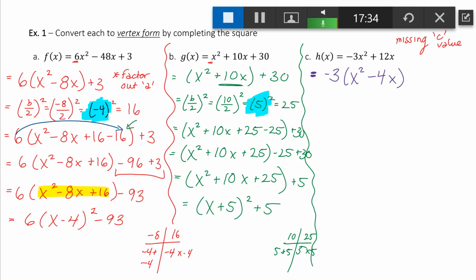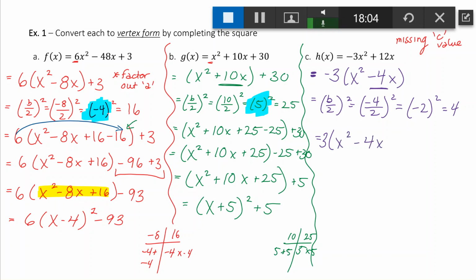Here you're still going to go through the process. Well, our b value right now is negative 4 that we're working with. So b divided by 2 squared. Plug in that negative 4. What are you left with? Negative 4 divided by 2. That's negative 2 squared, which is equal to positive 4. So you're going to add that value and subtract that value inside of your brackets.